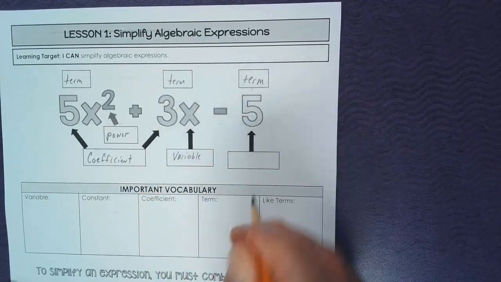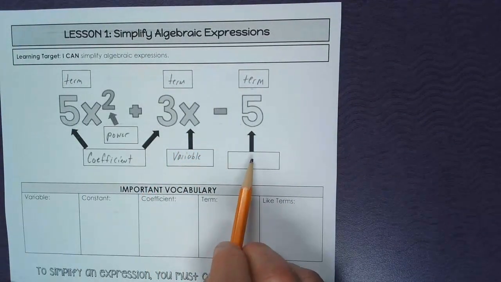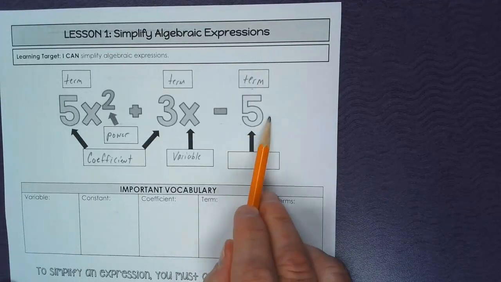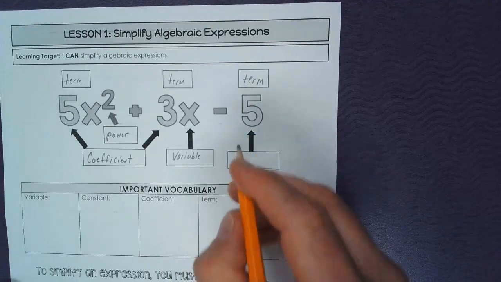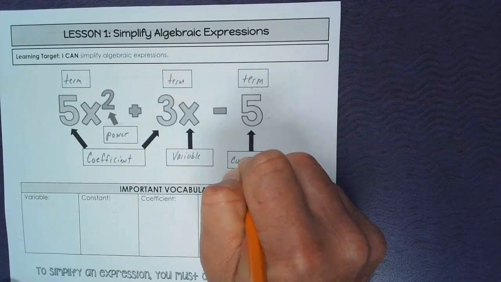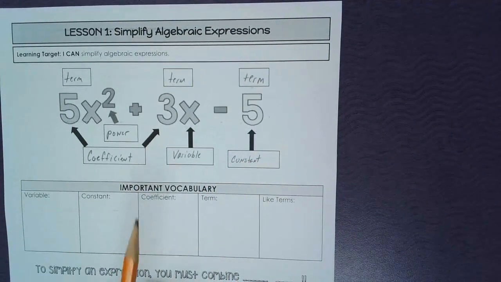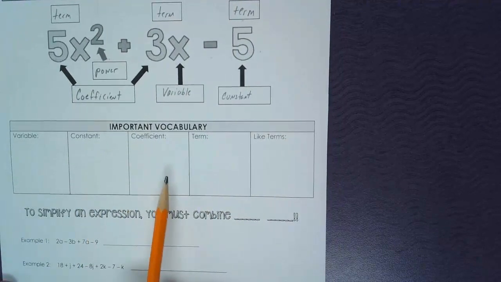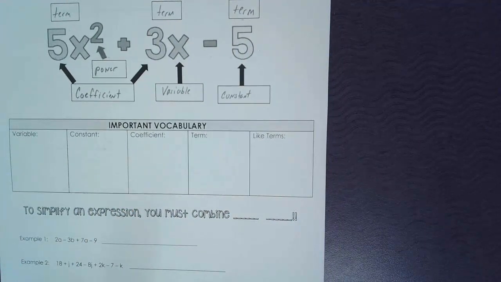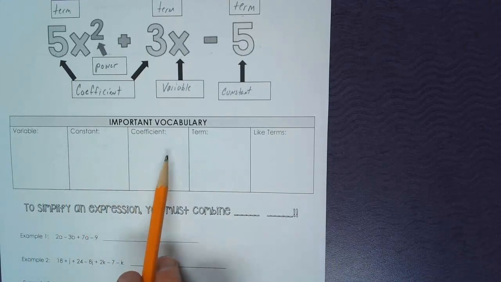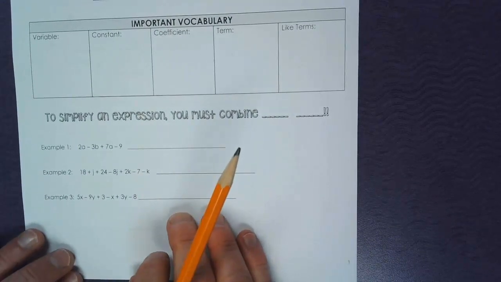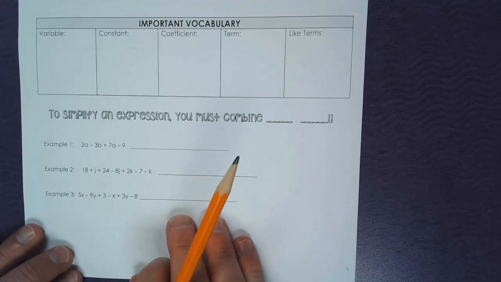We will talk about that a number of times in the next 2 weeks. The 5 by itself has no variable next to it, so we're going to say that is a constant. It does not change. So those are your terms. Now, the important vocabulary, we're not going to fill this in because the examples will talk about the variable, the constant, the coefficient, the term, and the like terms. So let's go down to the 3 examples.